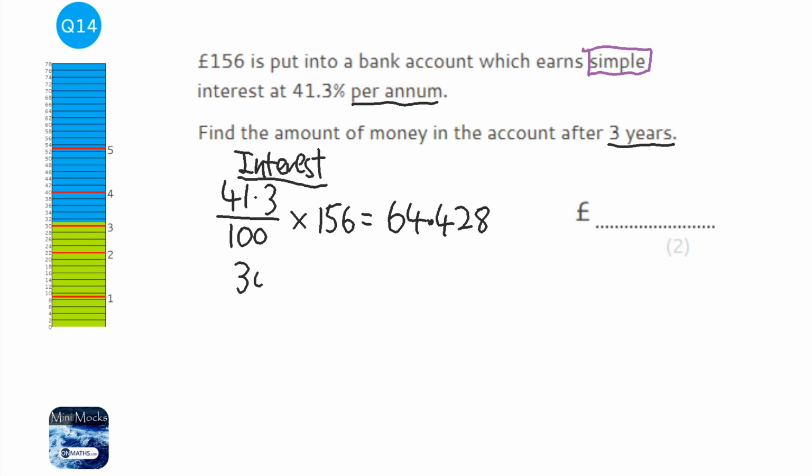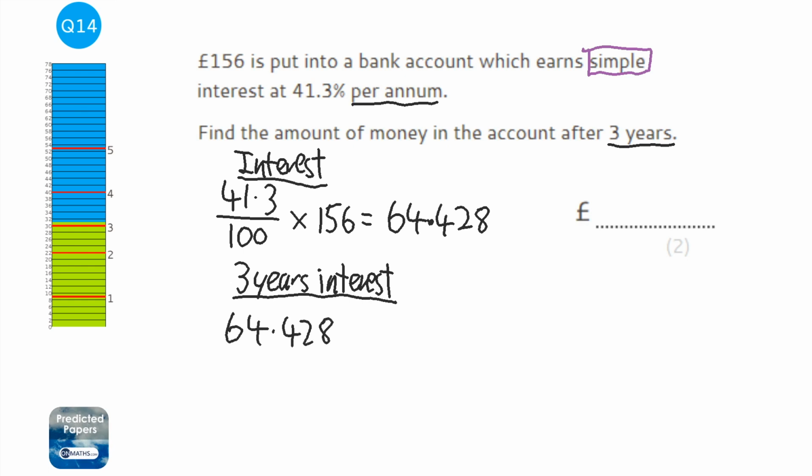So we want to then do 3 years interest. Remember what I said about simple interest, that you get the same amount every single year. So all I need to do is times this by 3. I'm going to write this down for the examiner, 64.428 times 3, and it gives me 193.284. You don't want to round right up until the end, so don't round anything until your answer.